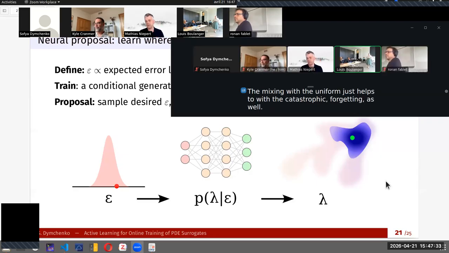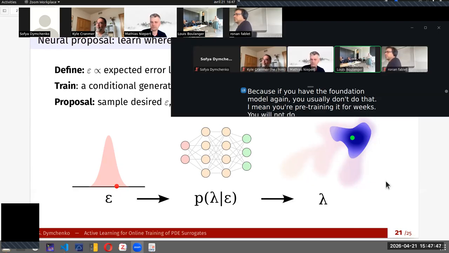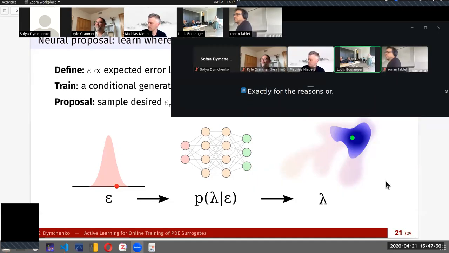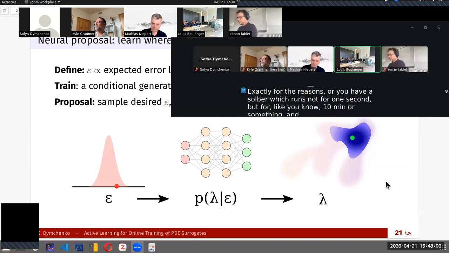But I think this is also why I really like this online setting: you don't need to retrain the model from the start, because if you have the foundation model, you usually don't do that. I mean, you're pre-training it for weeks, you will not retrain it every time new data comes. You have a solver which runs not for 1 second, but for like 10 minutes or something. And then you have a foundation model, which is just running for a long time.